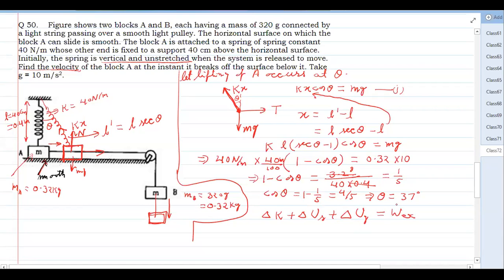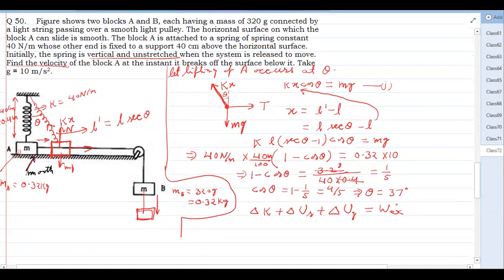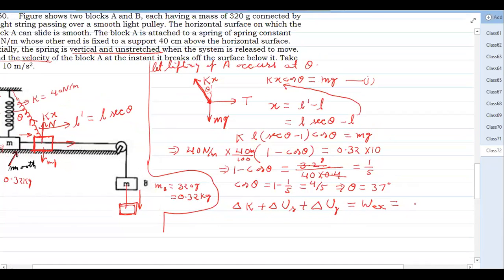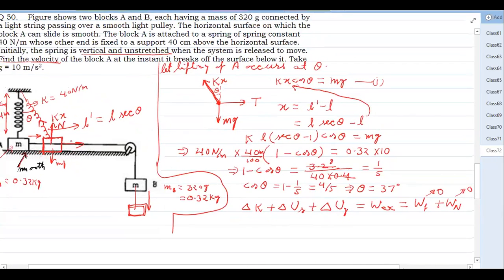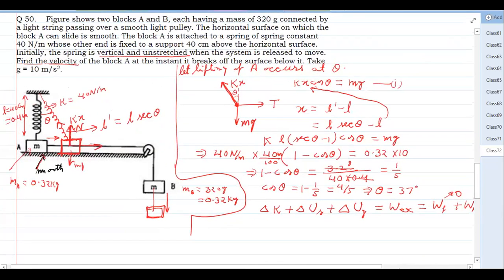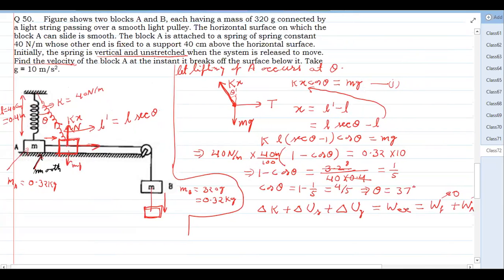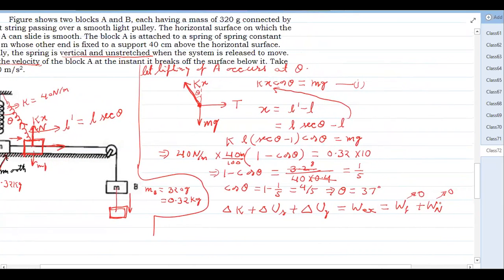Work external has two parts. Friction is 0, there is no friction, and the work by normal will also be 0. Why? Because the displacement is perpendicular to the normal. The displacement is horizontal and the normal is vertical. So the work done by normal will also be 0. Both are 0.